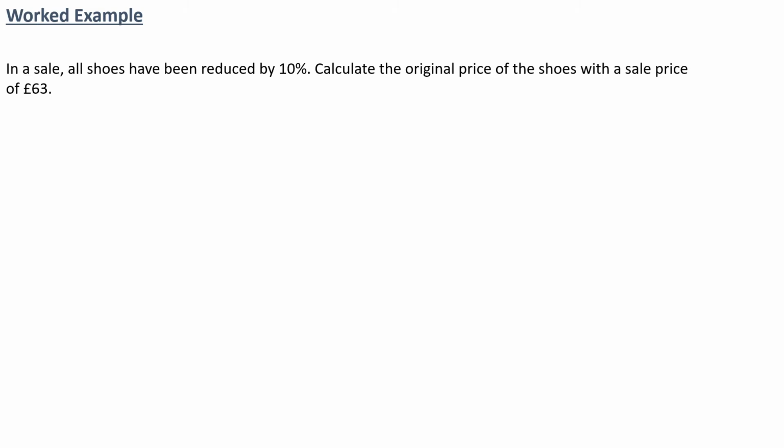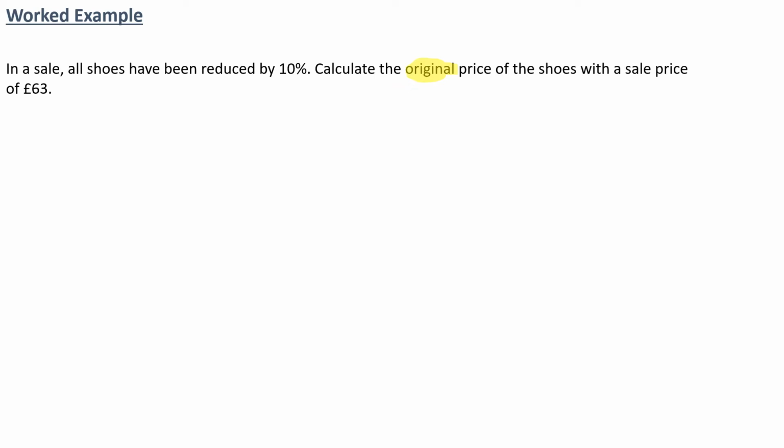Okay, in a sale, all shoes have been reduced by 10%. Calculate the original price of the shoes with a sale price of £63. The clue in this question as to what you have to do is this word here, original. When we're looking at percentage problems, if we ever want to work out what was the original price, how much did it weigh before something happened, that is a problem where we're working backwards.